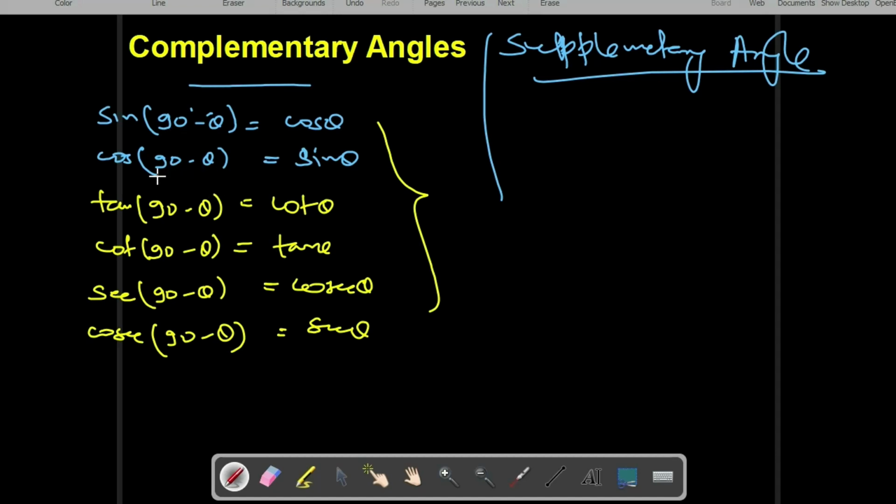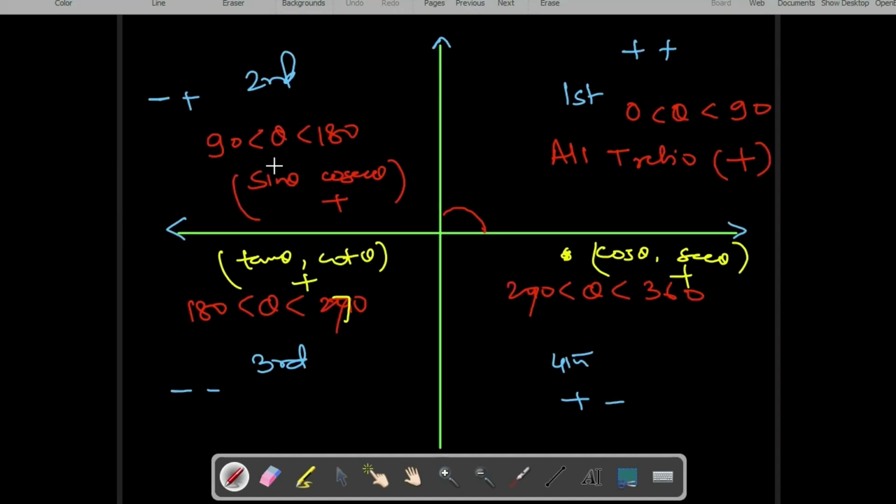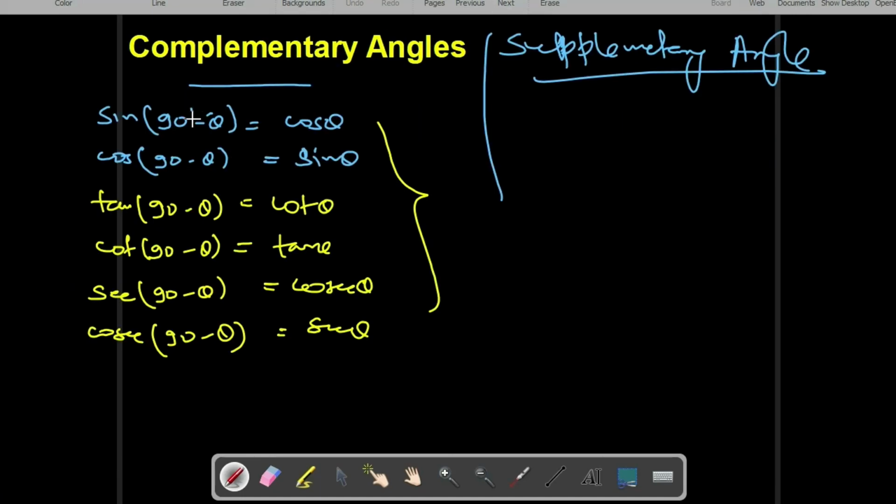If there is a plus sign, then what will be the changes? If there is a plus sign, that means it will come under the second quadrant. Now you have to think, if we go back to my previous slides, in the second quadrant only sine theta and cosec theta will be positive. Rest all, whatever value comes, will be negative. Sine 90 plus theta will be cos, but rest all will be negative. So tan 90 plus theta is minus cot theta, cot 90 plus theta is minus tan theta, sec 90 plus theta is minus cosec theta. This way we can find the complementary angle.